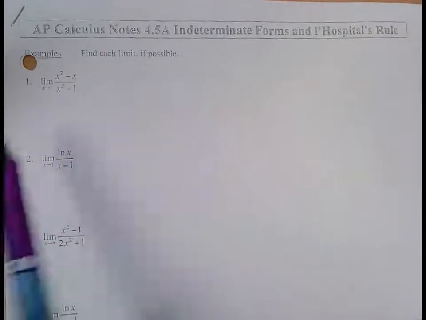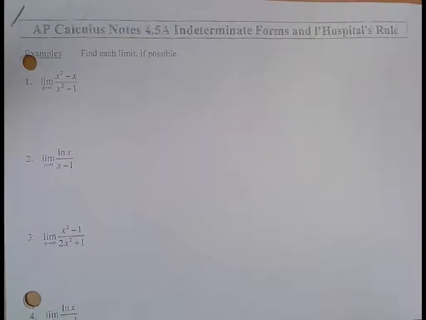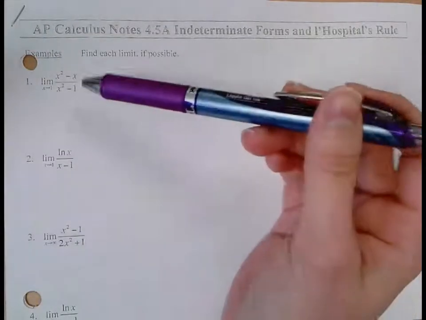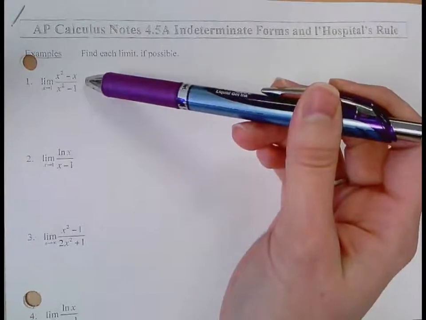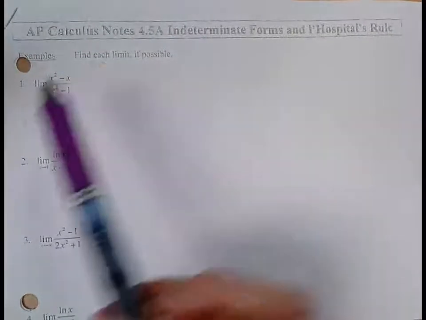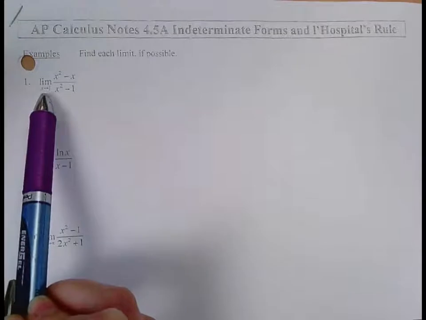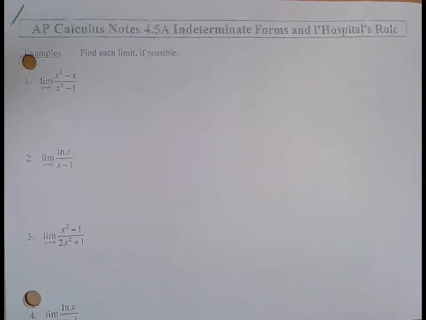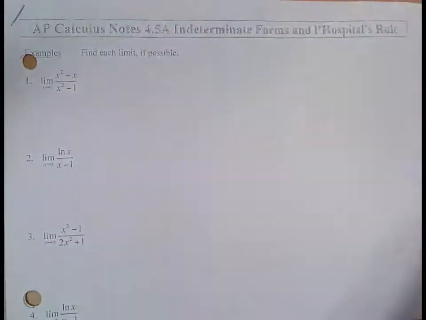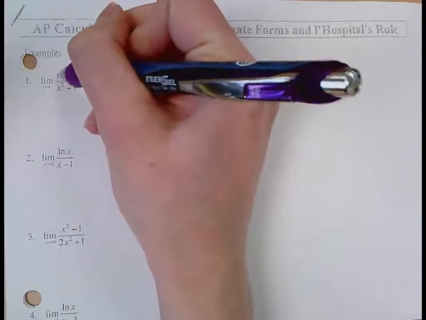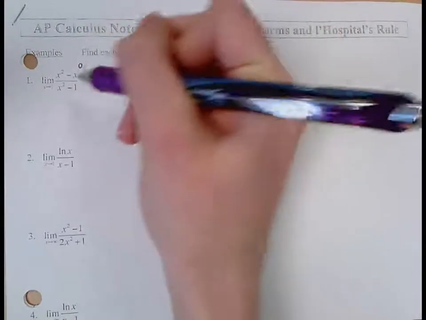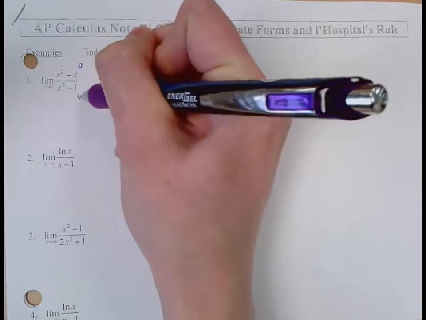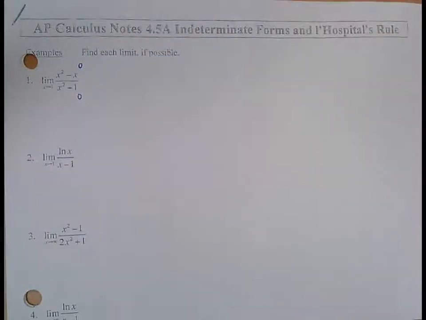So it says find each limit if possible. So we have the limit as x approaches 1 of x squared minus x over x squared minus 1. Whenever you evaluate a limit, what should you do first? Yep, plug the value x is approaching in to see if you get an actual value. So if we plug in 1, direct substitution, on top we would have 1 squared minus 1, that's 0. The bottom we would have 1 squared minus 1, that's also 0. So we got 0 over 0.